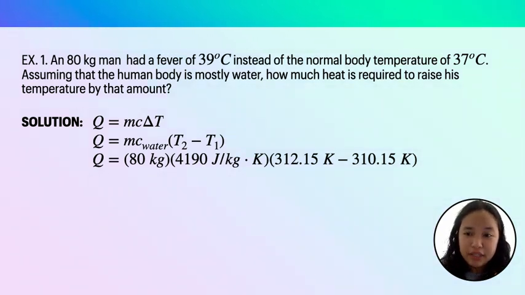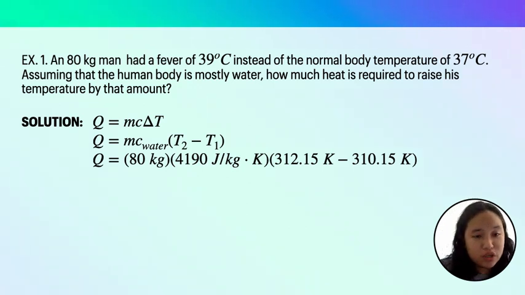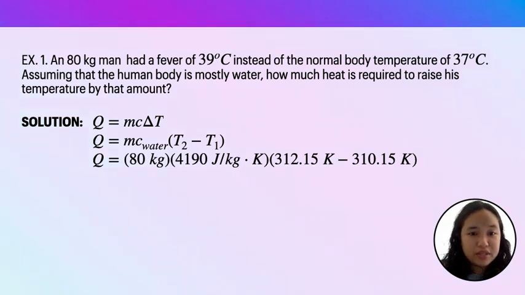Now, why did we do that? Why did we convert the temperature from degrees Celsius to Kelvin? That is because the unit of the specific heat of water, if you may have noticed, is joule per kilogram Kelvin. So we need to convert those temperatures to Kelvin so that the units will cancel during our calculations.